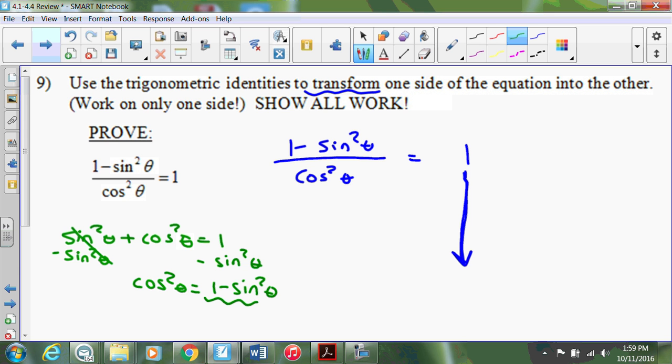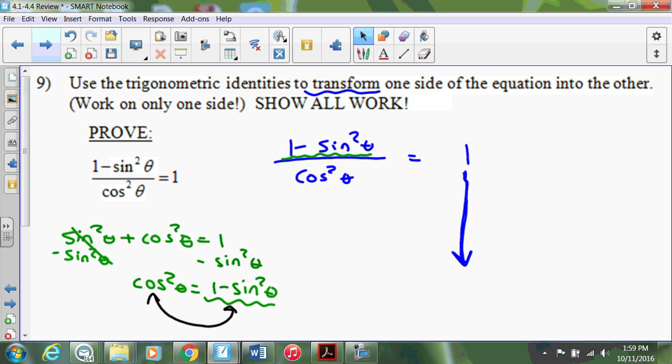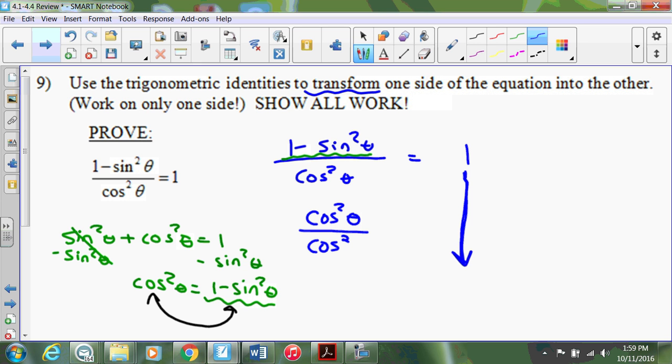1 minus sine squared theta. I wonder where we've seen that before. So basically, this equal sign says that cosine squared theta is the same thing as 1 minus sine squared theta. And so just like when we did geometry proofs, we're going to use substitution. Instead of writing 1 minus sine squared theta, we are going to write cosine squared theta. Did we do anything to the bottom? Nope. We just were working on the numerator.